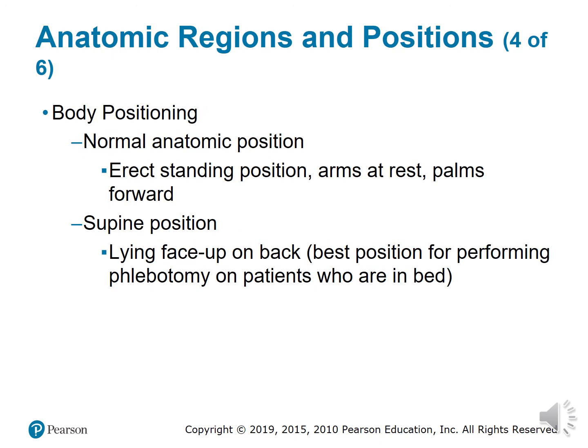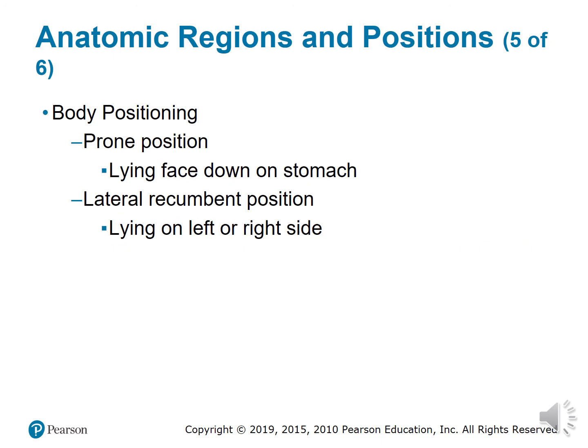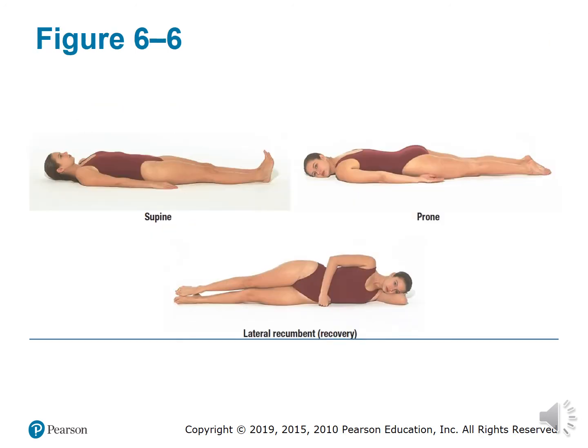Right? Body positioning. Normal anatomic position: erect standing position, arms at rest, palms forward. All right. The supine position, laying face up on the back. This is the best position for performing phlebotomy on patients who are in bed. All right. Prone position, lying face down on the stomach. Lateral recumbent position, laying on the left or right side. All right, and there you see examples of each of those. And you see here that the recovery position is another term for the lateral recumbent position.